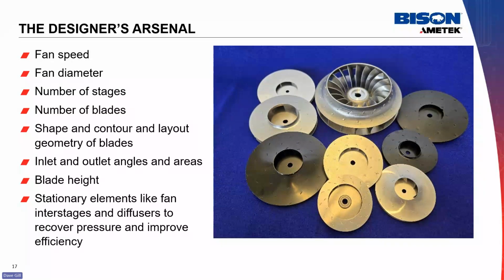For instance, you have the fan speed, the fan diameter, the number of stages, number of blades, shape and contour and layout geometry of the blades, the inlet and outlet angles of the blades, the blade height, and then the stationary elements like fan interstages and diffusers to help recover pressure, reduce noise, and improve efficiency.